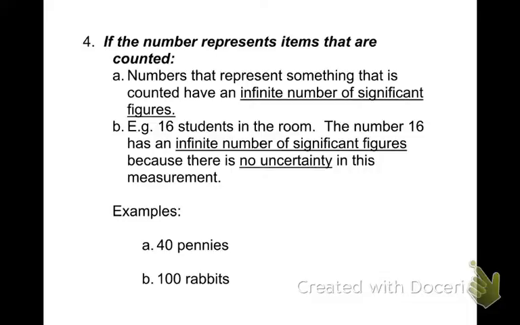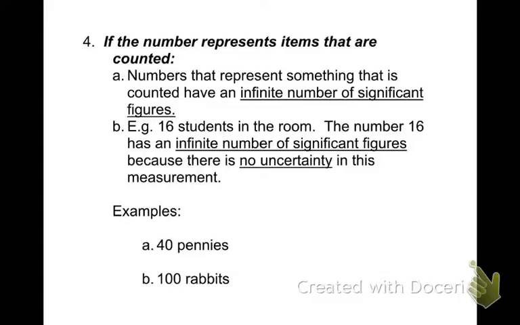Now, also, if we have counting numbers, meaning if we have, say, 12 students in the room, or 25 students in the room, or 1 dog right next to me pouting because he got in trouble, okay? Those are counted numbers. They're said to have an infinite number of significant figures. So, 16 students in a room is said to have an infinite number of significant figures because there's no uncertainty. You either have 16 or you don't. It's not like you cut somebody in half. So we either have 40 cents in pennies or we don't.